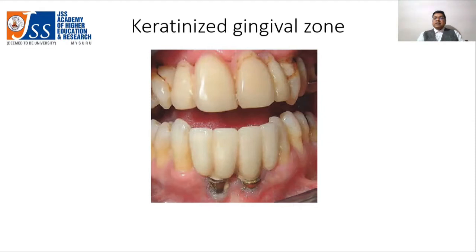Further moving ahead, the role of keratinized zone or keratinized gingival zone. In initial days, there were controversy regarding the role of keratinized gingiva around implant tissue. The clinicians and researchers are now convinced about the evidence available, which says that greater than 2 mm of keratinized gingiva can help in promoting gingival health.